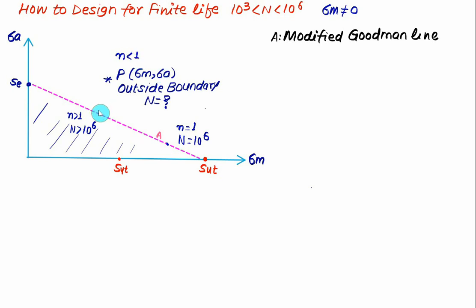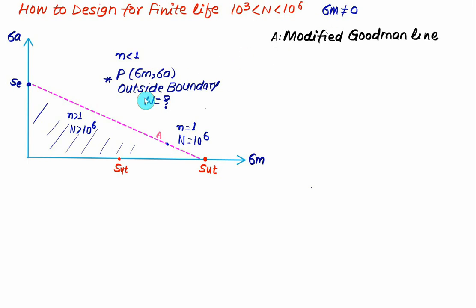Suppose you come across a situation where the mean stress and amplitude stress are such that we are getting the factor of safety less than 1. Naturally, the point will lie outside the boundary in the case of the Goodman line, that is the modified Goodman line. So our discussion is restricted only to the modified Goodman line. And if it falls outside, then what is the life of the component? Naturally, this life will be less than 10 to the power 6, so it will be anywhere between 10 to the power 3 and 10 to the power 6. But this time the mean value is not equal to 0.